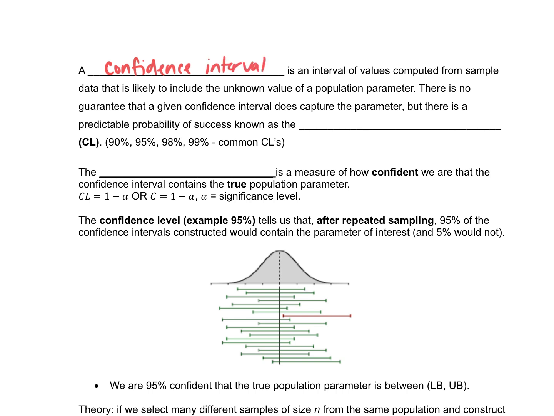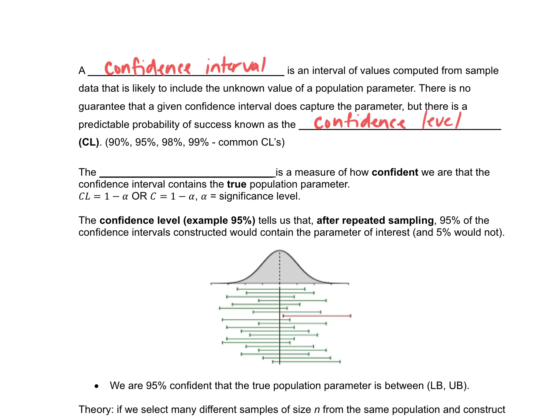A confidence interval is an interval of values computed from sample data that is likely to include the unknown value of a population parameter. There's no guarantee that a given confidence interval does capture the parameter, but there's a predictable probability of success known as the confidence level. Common confidence levels would be 90%, 95%, 98%, 99%. Those are ones that we see a lot. I can give you any confidence level, but those are going to be occurring rather frequently.